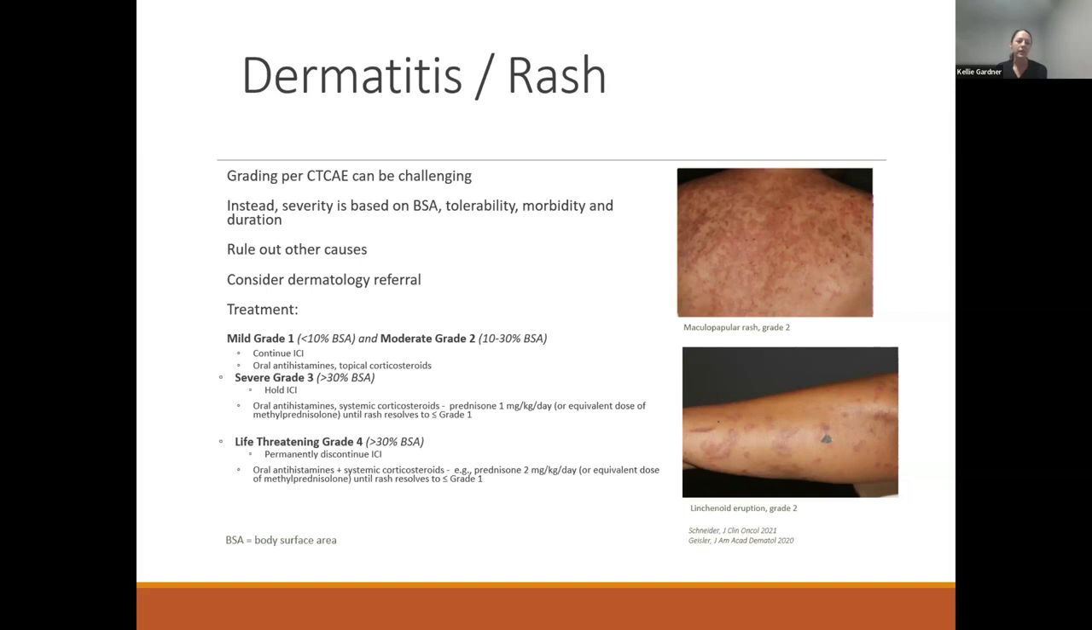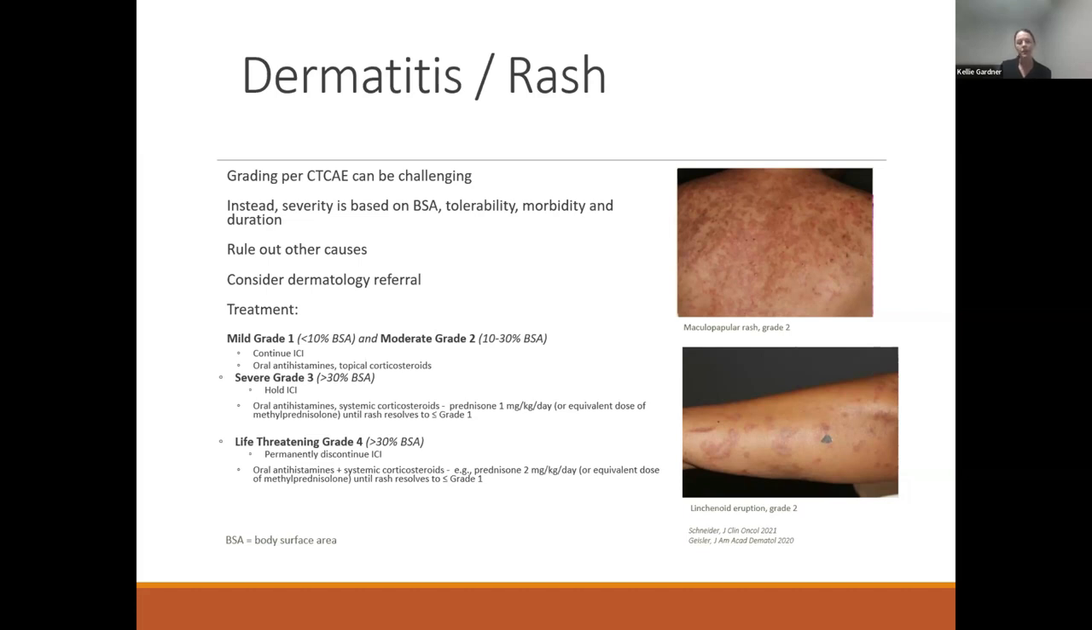Mild grade 1, we can continue the immune checkpoint inhibitors generally, use oral antihistamines or topical steroids if needed. For more severe side effects like grade 3 to grade 4, these do require holding treatment and treating with corticosteroids like oral prednisone. For some more severe reactions, we do tend to give IV steroids in the hospital if needed. That's pretty uncommon. Usually this responds really well to oral steroids when we do need to start it.